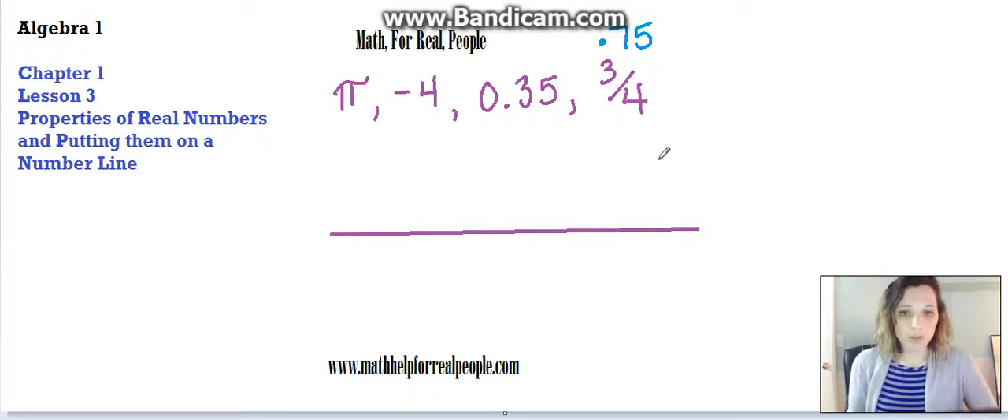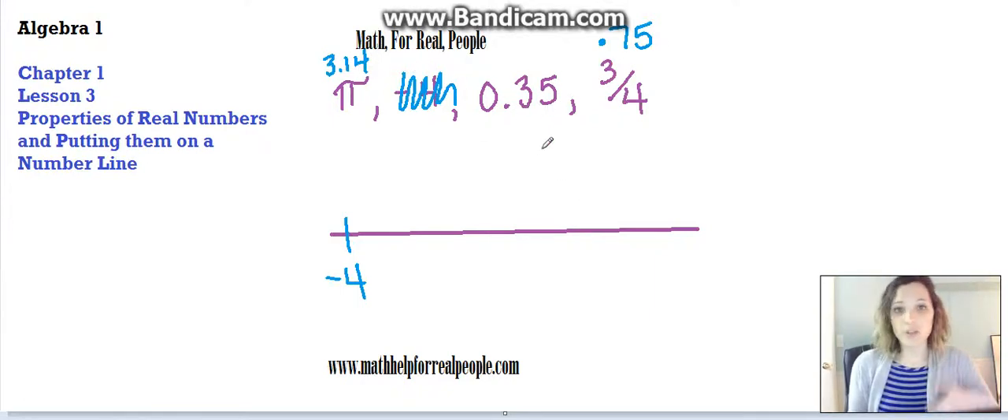So let's quickly put them on the number line. So my negative for real this time, my most negative one, is negative 4. So that goes furthest to the left. Then the thing closest to 0, well, pi is 3.14. Now I have everything represented with decimals instead of any fractions. So that's helpful. Thing closest to 0 would be 0.35.